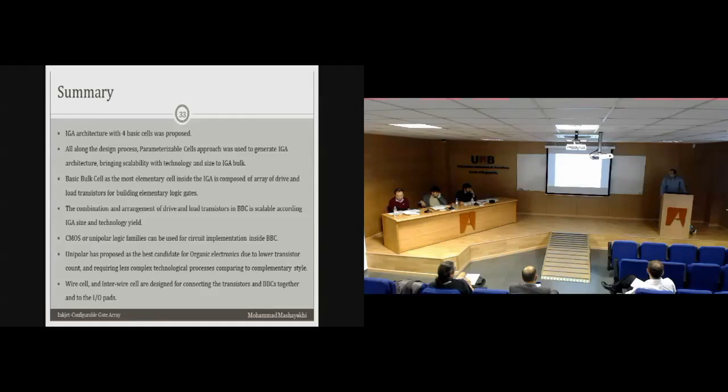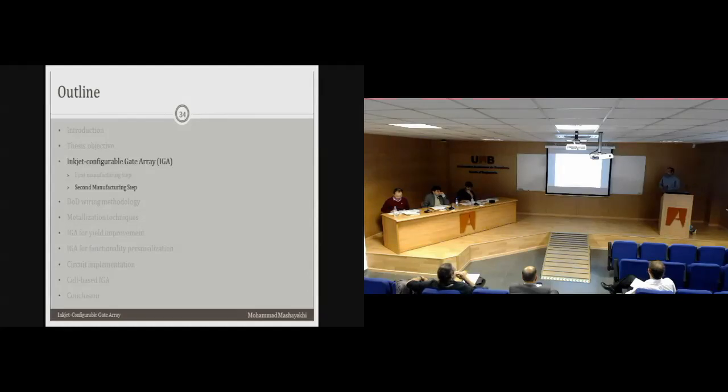Inside the BBC, we can use CMOS or unipolar logic families, and it depends on the technology and the available transistors that we have. In this work, we have used unipolar as the best candidate for organic electronics due to its lower transistor count and requiring less complex technological processes compared to CMOS style. And wire cells and inter-wire cells are designed for connecting the built cells and circuits to I/O paths.